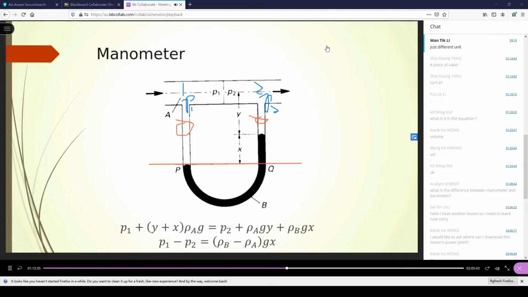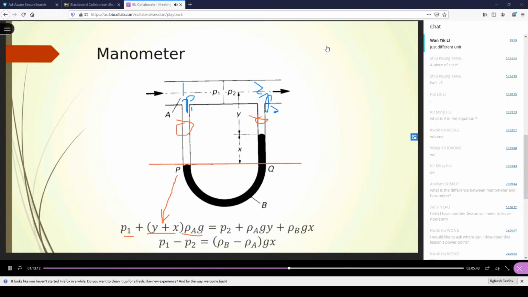Okay, so on this side, the pressure at P is equal to this. We have P1, and the hydrostatic equation, x plus y is the height of the fluid A column above P. So P equals rho GH. Memorize rho GH, right? H is y plus x in this case.